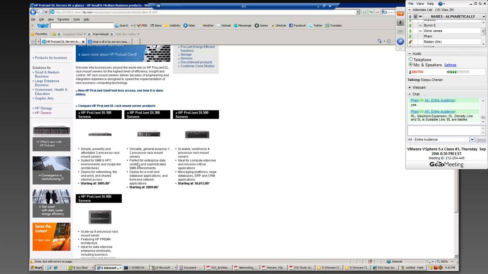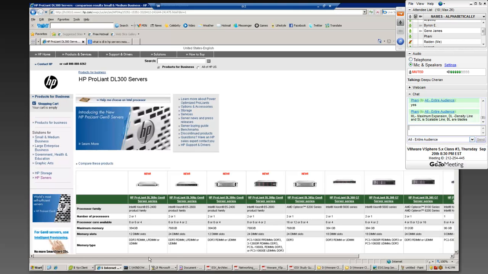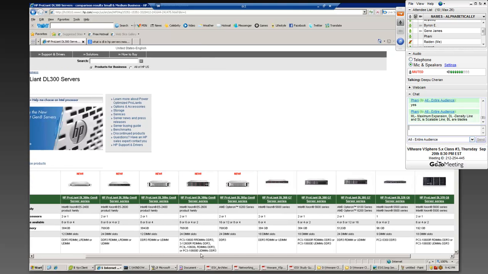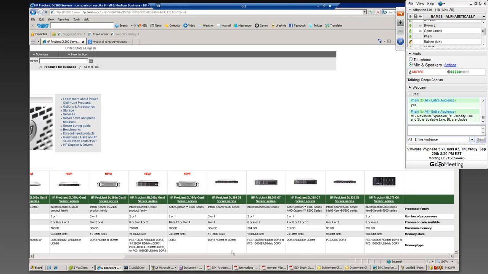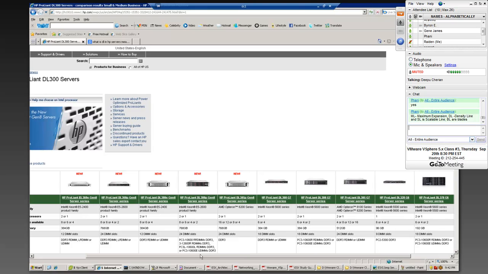So 300 series servers. I don't want you to go here or here. Go to the 300 series servers. When you go to 300 series servers, you're going to see a lot of servers. These are all different types of servers from HP. The latest ones are here, the old models are not. So you can see they have something like 360, then 360 G7, 380s, 385s, 320, 370, things like that.